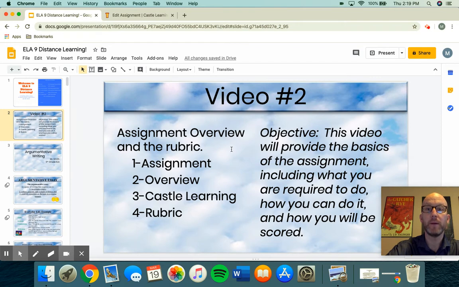The objective here is to provide you guys with some of the basics of this assignment, including what you're going to do for the assignment, how you can do it, whether it be pen or paper, or like I said, through Castle Learning, or using Google if you've received that, and then how specifically you're going to be scored. So let's get into it.